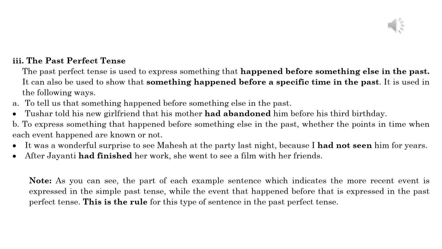Note: as you can see, the part of each example sentence which indicates the more recent event is expressed in the simple past tense, while the event that happened before that is expressed in the past perfect tense. This is the rule for this type of sentence in the past perfect tense.